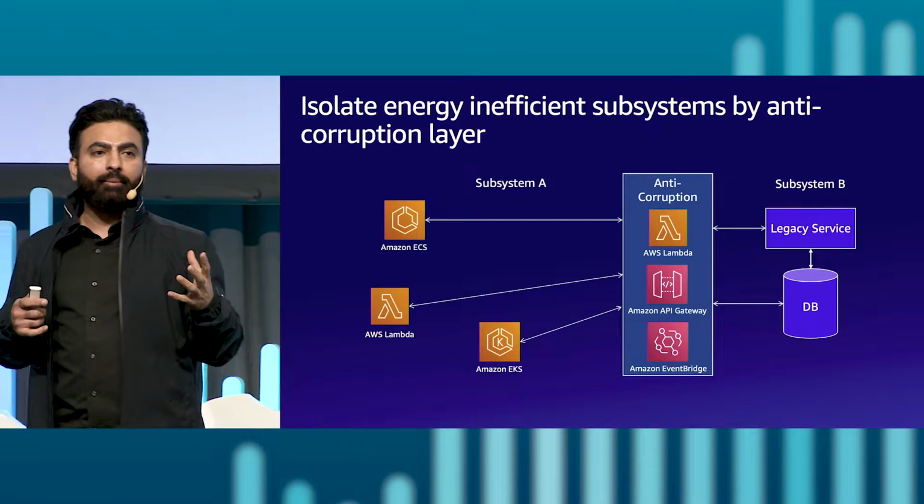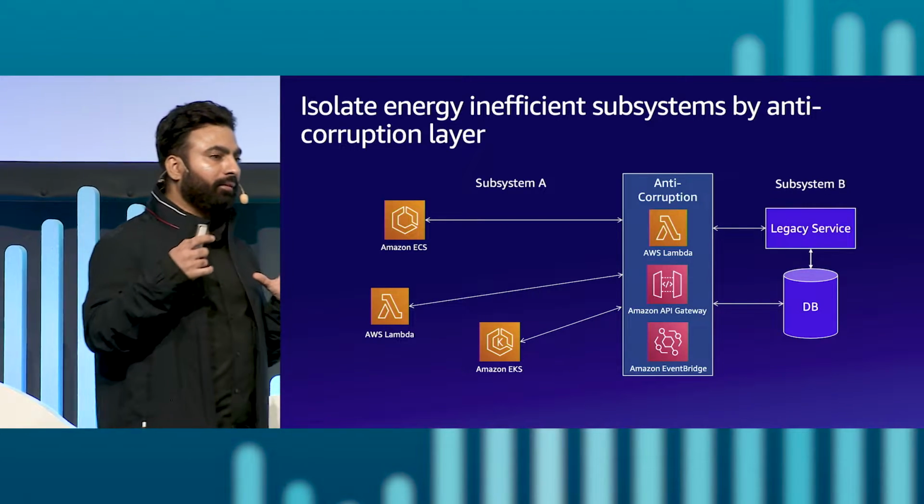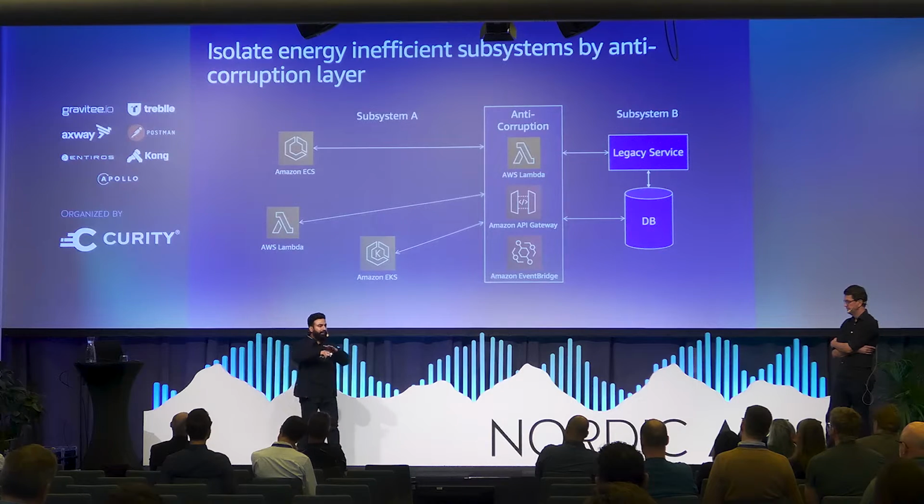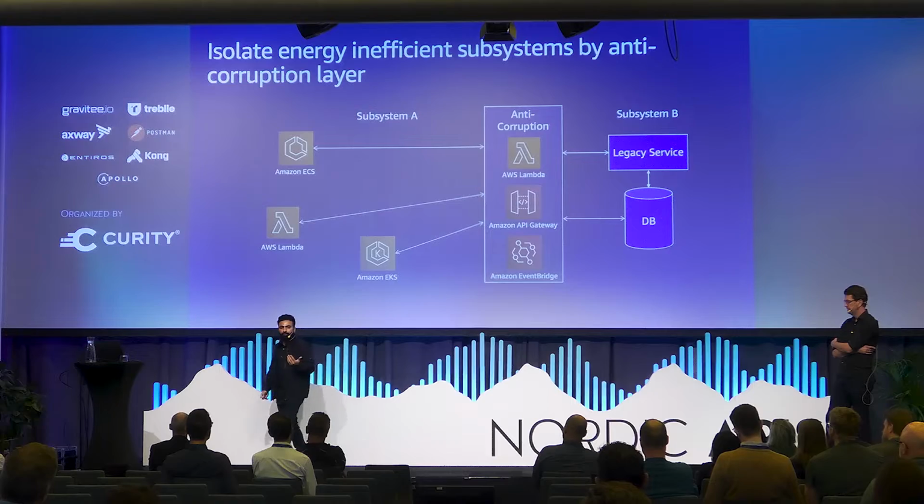So how do we deal with that? Rather than contaminating the entire system because of that one legacy system, you can isolate these less energy efficient systems behind an anti-corruption layer, and then you can use other services for event-driven.